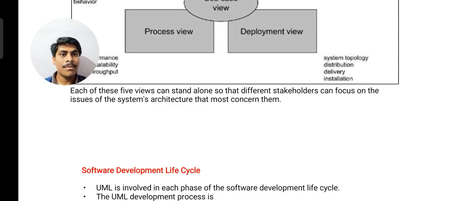Each of these five views can stand alone. The different stakeholders can focus on the issues of the system's architecture that concern them most. A stakeholder means a person who is involved in the development of the project. That person is called a stakeholder.